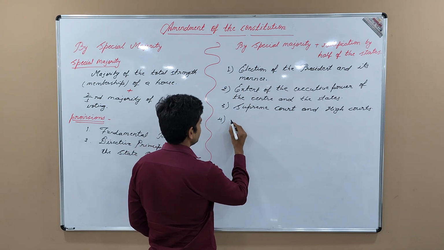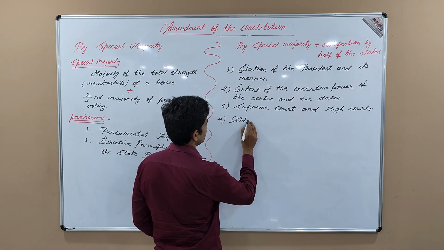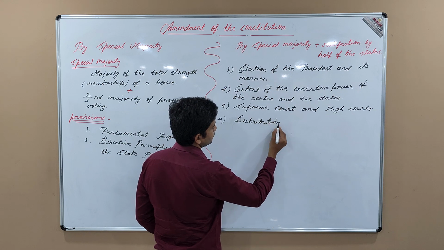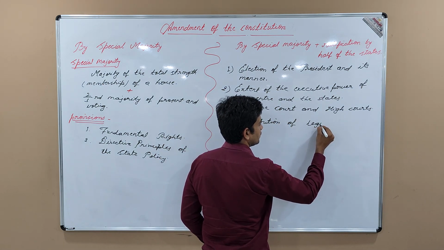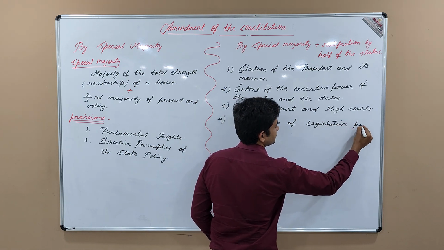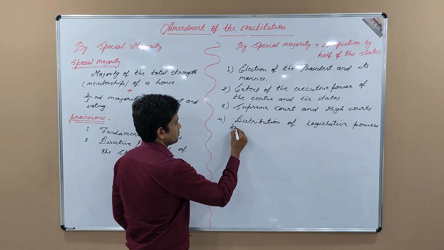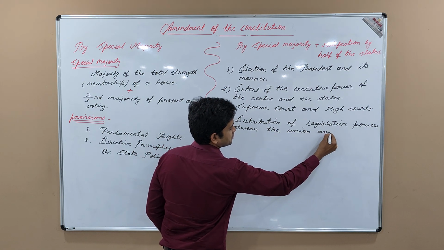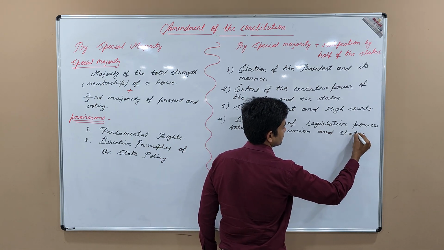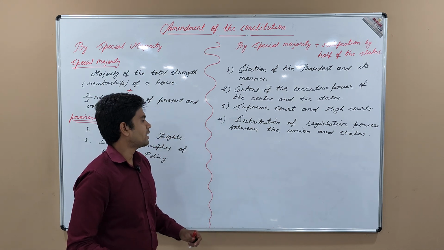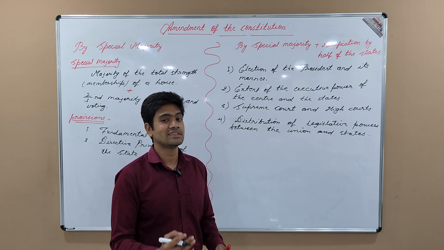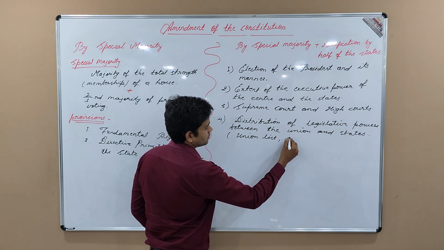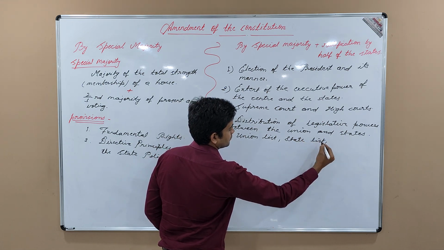The fourth one is the distribution of legislative powers between the union and the states. And we always know that whenever we talk about the distribution of legislative powers, we are talking about three lists in the Seventh Schedule. That is the union list, the state list, and the concurrent list.